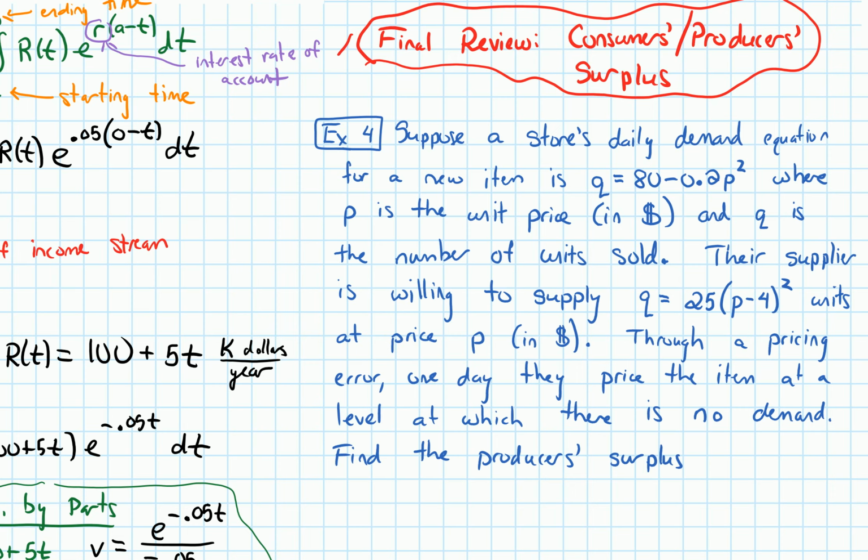Through a pricing error, one day they price the item at a level at which there is no demand. Find the producer's surplus at this price level.